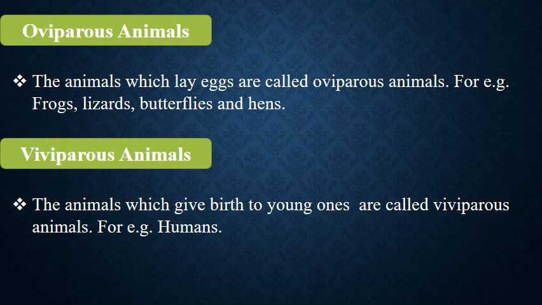Next, oviparous animals. Those animals which lay eggs are called oviparous. For example, frogs, lizards, butterflies and hens. Viviparous animals, the animals which give birth to young one, are called viviparous animals. For example, humans. We are viviparous animals because we give birth directly to young one.